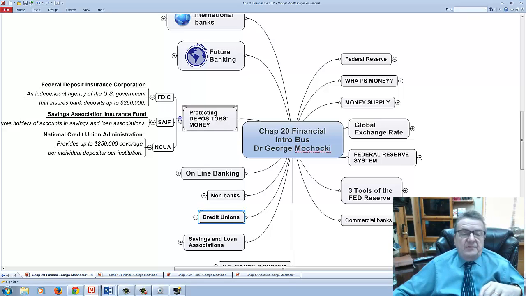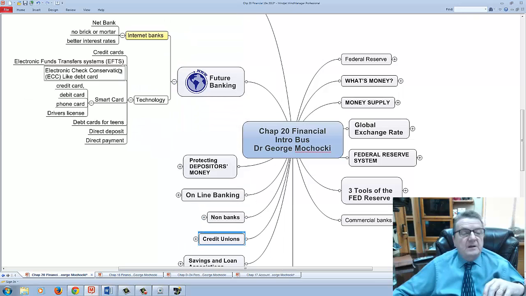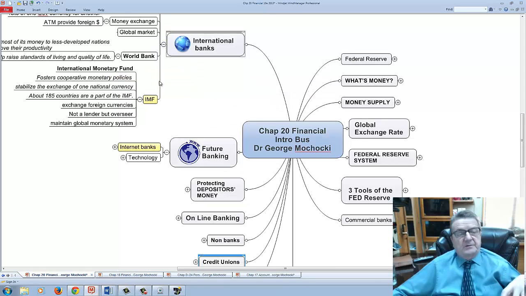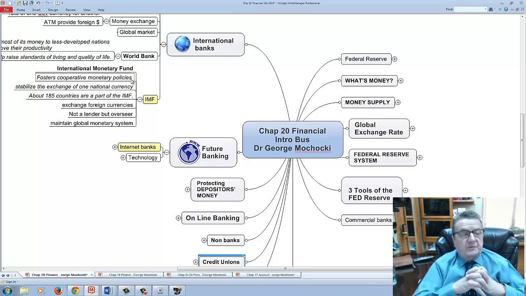Okay. Now, the future of banking, you have electronic fund transfer systems, you have smart cards, debit cards, you have radio frequency with a microchip in there. So that's all in the future of banking. Your $100 bills already have a microchip in them that's tracking the money. You have internet banking. And your international banks, what you have to understand, the International Monetary Fund basically fosters cooperative monetary policies and stabilizes exchanges from one nation to the other.